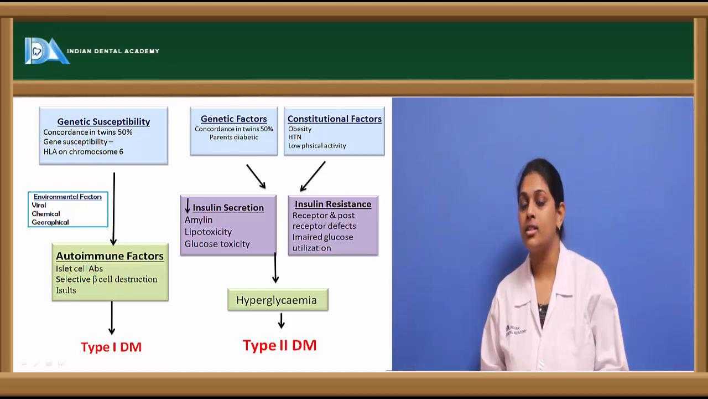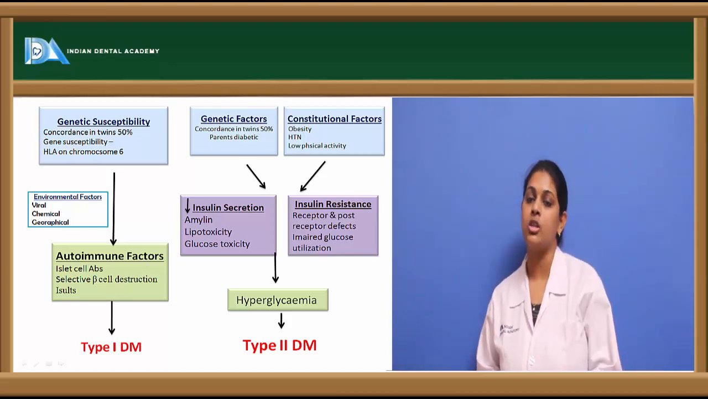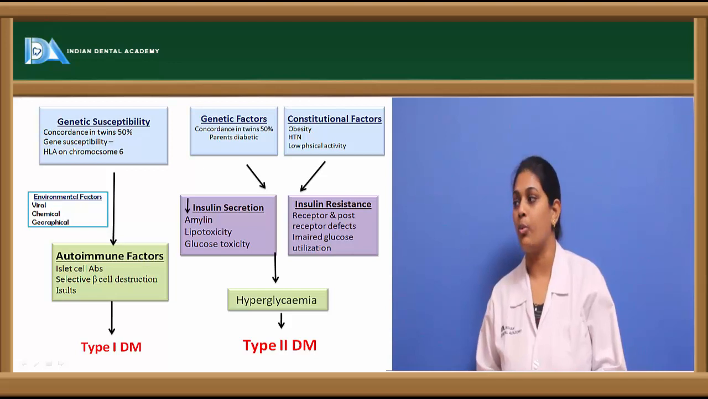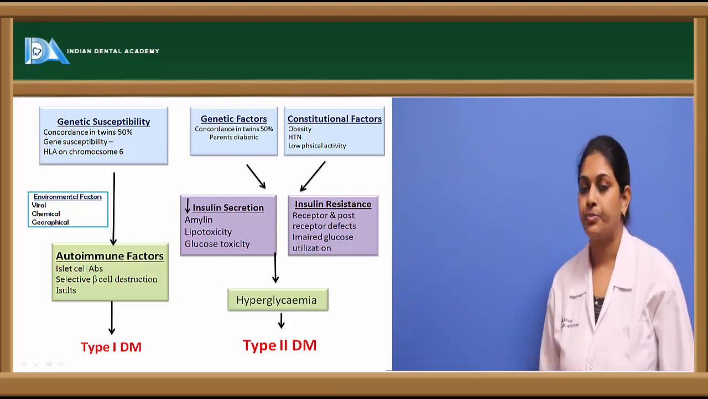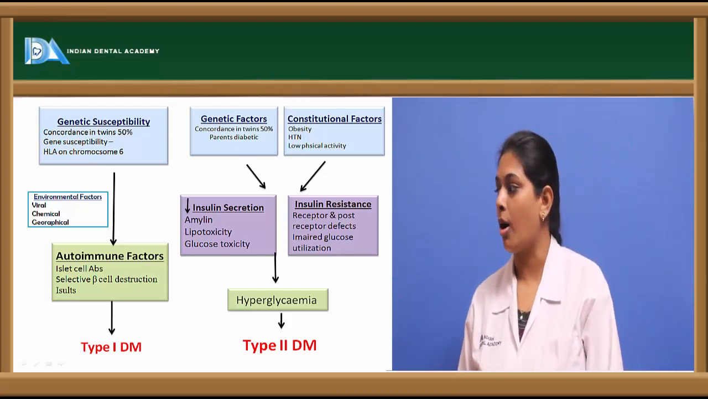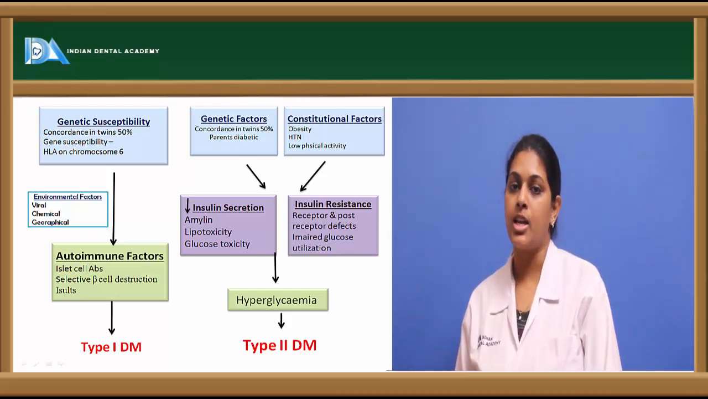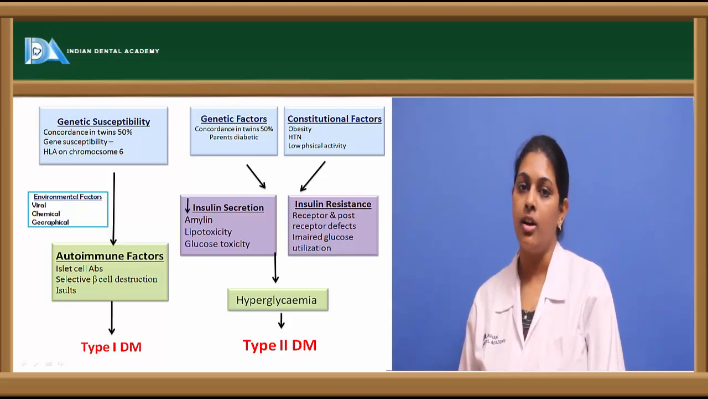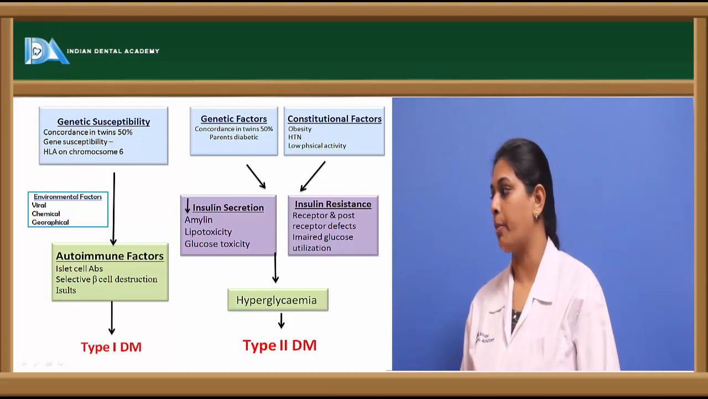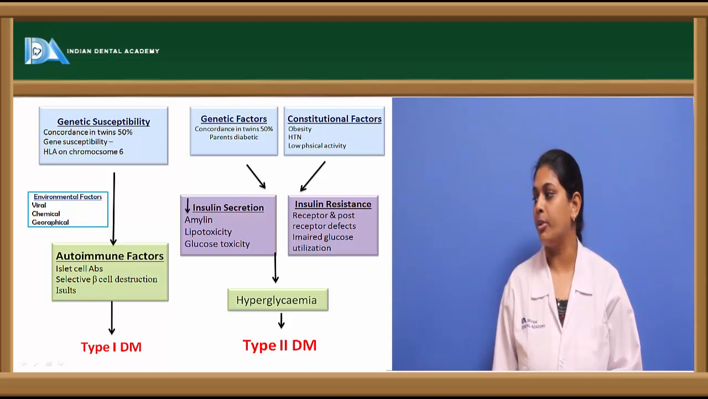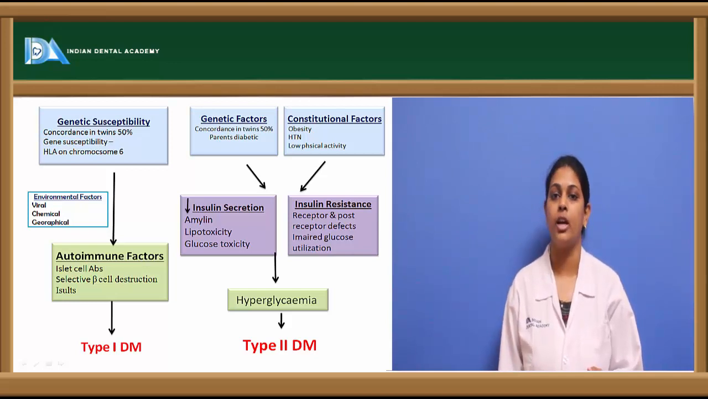Other than that, this is also mediated by environmental factors. It could be viral, chemical, or geographic. That is a racial factor, that is the African Americans were more commonly showing type 1 diabetes mellitus when compared to white people, and the chemicals, based on occupational exposure, also help in the development of type 1 diabetes mellitus. The viruses, cytomegalovirus and rubella, also help in the development of type 1 diabetes mellitus.